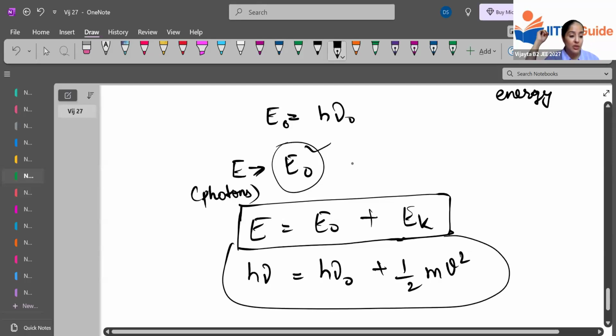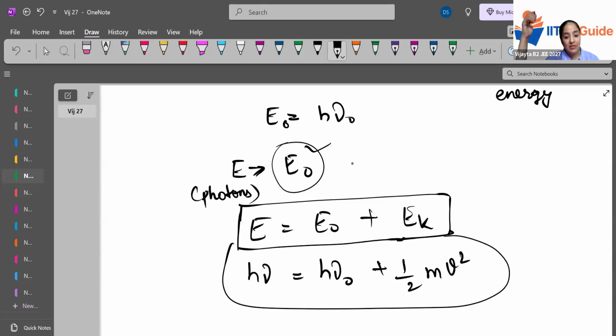So Einstein sir was a huge advocate of the particle nature of light. He was the one who advocated this equation. It was Sir Einstein who advocated this equation, right?